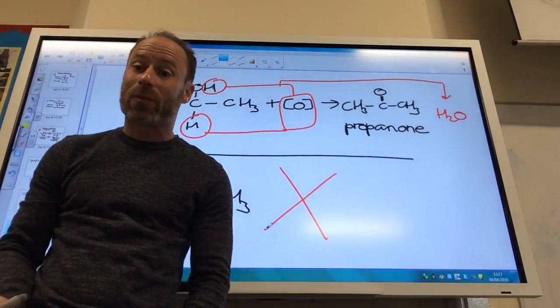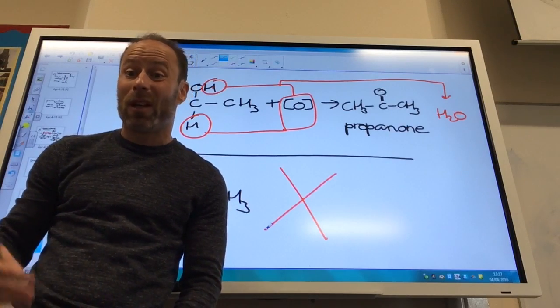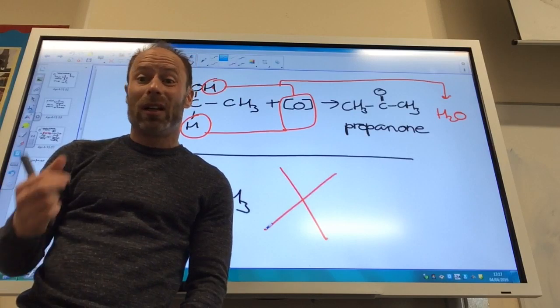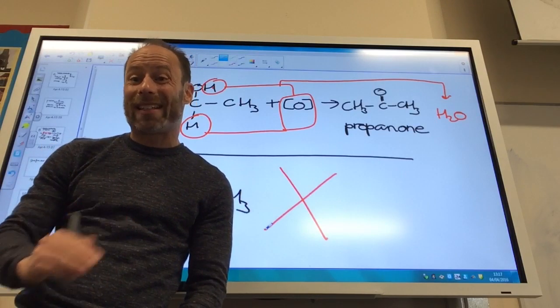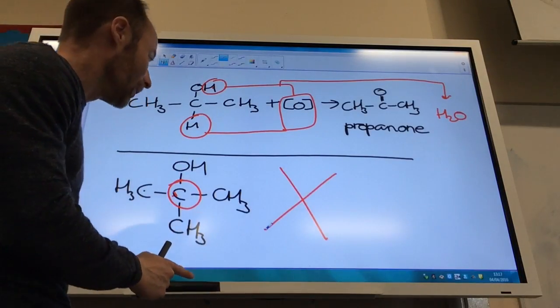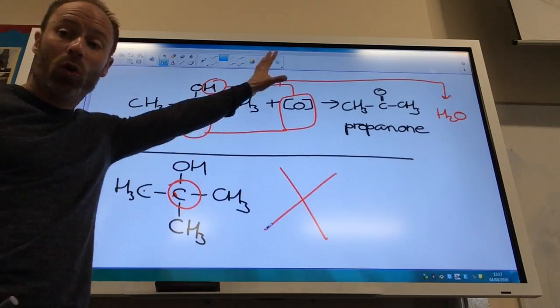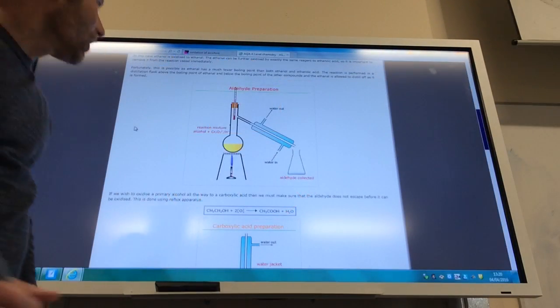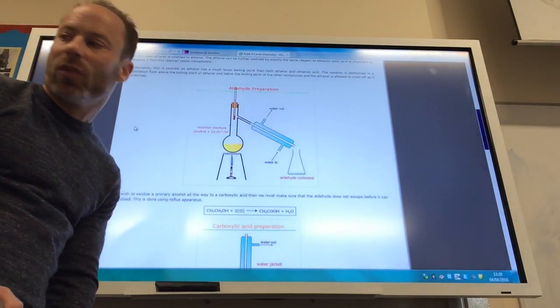So say I heated this with potassium dichromate, what would happen? It would stay orange. So that's quite simple. If you know you've got an alcohol and you heat it with potassium dichromate and it stays orange, you know you've got yourself a tertiary alcohol straight away. So this would stay orange, all the others would go a green colour. Okay, so let's look at the different types of equipment that we can use.